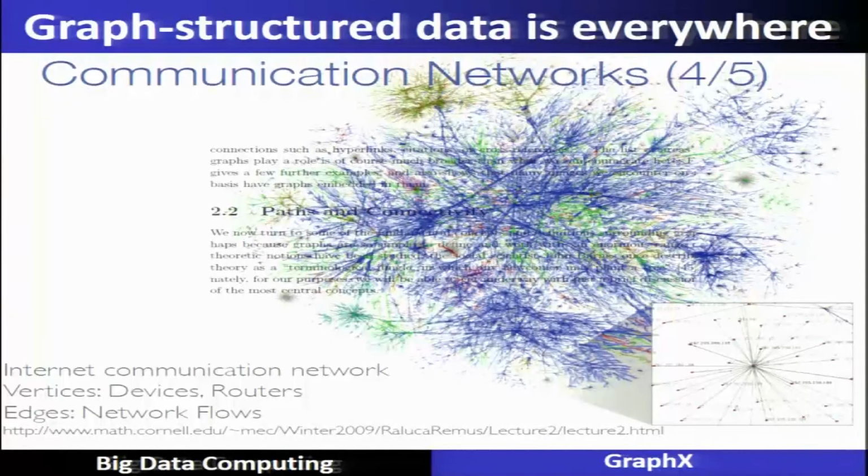Similarly, another kind of graph is the internet communication network, which can also be represented in the form of a communication network graph, wherein the vertices are nothing but the routers and the internet devices, and the edges are the network interactions, or the flows of data between these devices, represented as an edge. Therefore, the communication network can be modeled in the form of a graph.